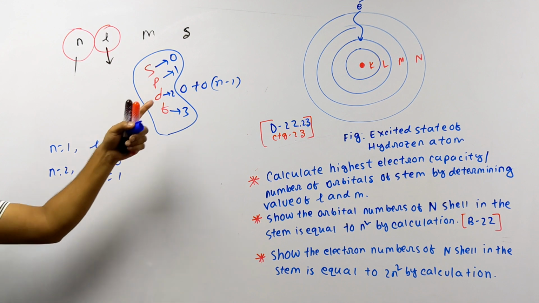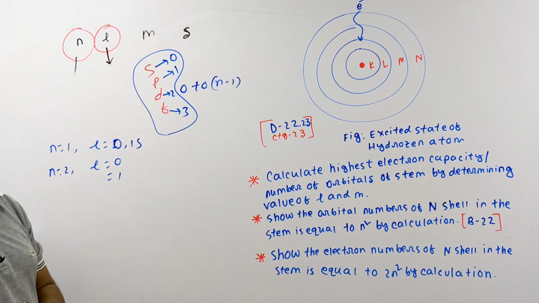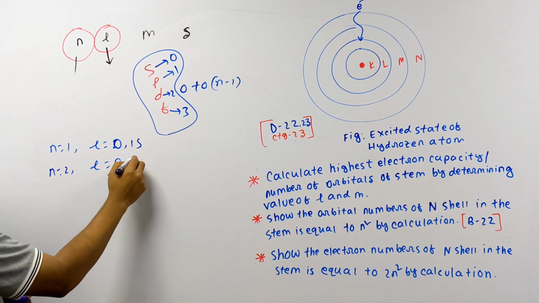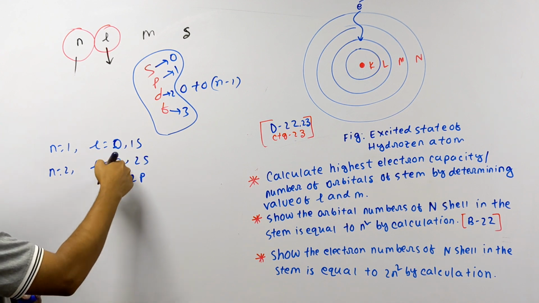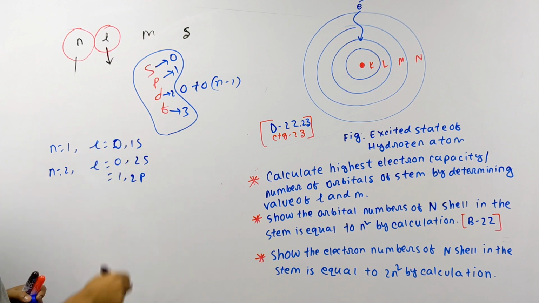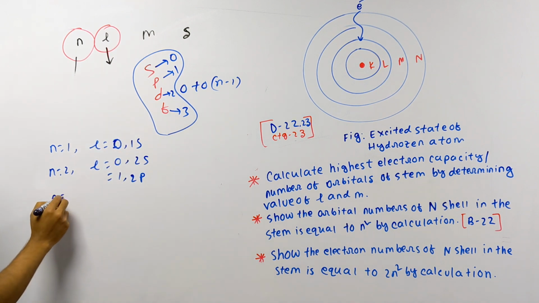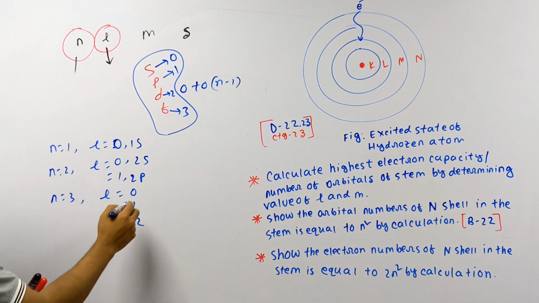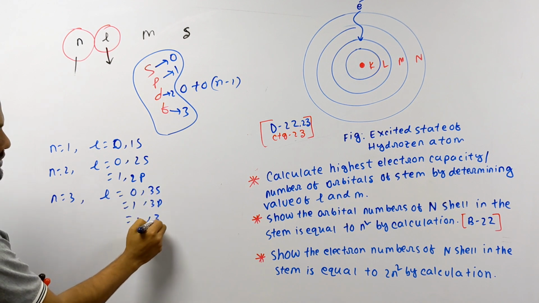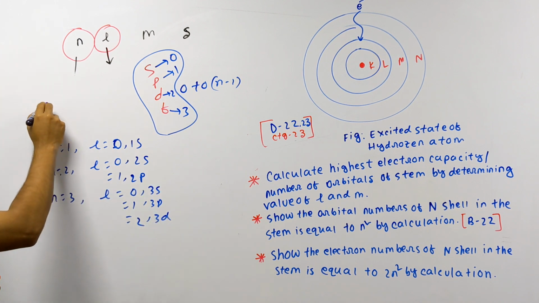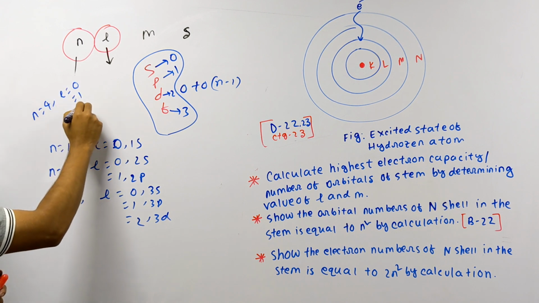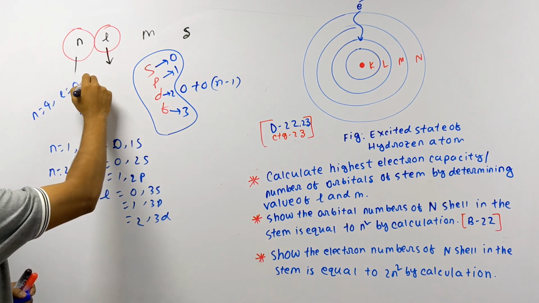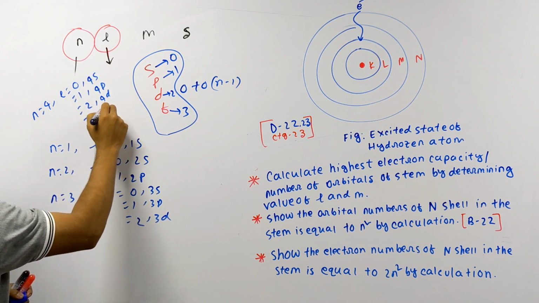So for n equal to 2, L should be 0, 1, because if you put n here, 2 minus 1 means 1, and L should be 0 to n minus 1. That is why L should be 0 to 1. I mean 2s and 2p, because the value of L for s is 0 and for p is 1. For n equal to 3, L should be 0, 1, 2, so 3s, 3p, 3d. For n equal to 4, L should be 0, 1, 2, 3. So here 4s, 4p, 4d, 4f, right?